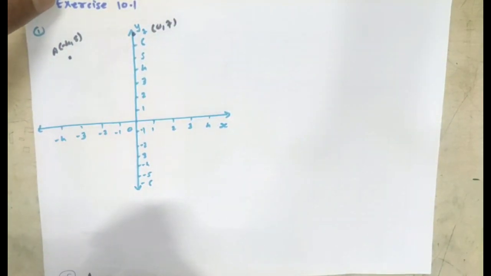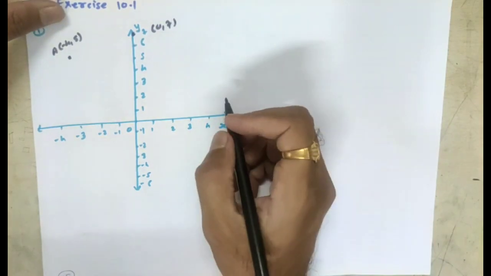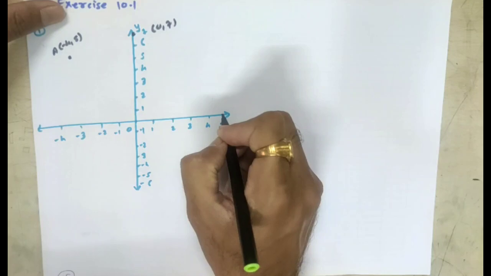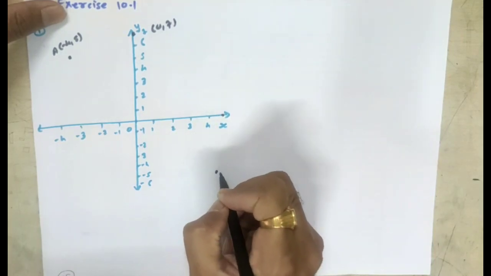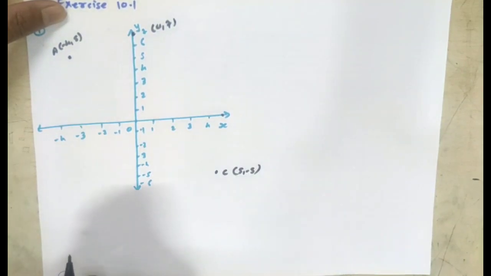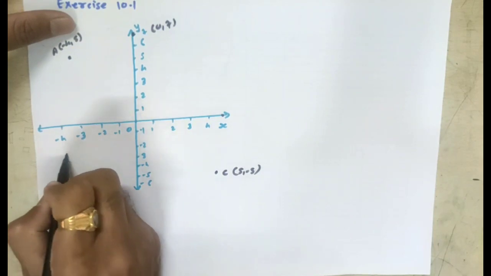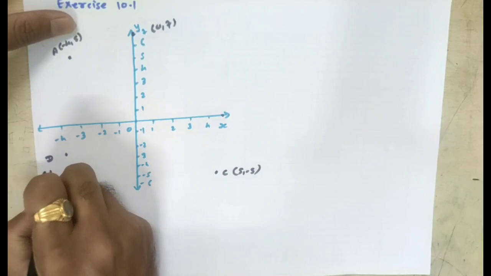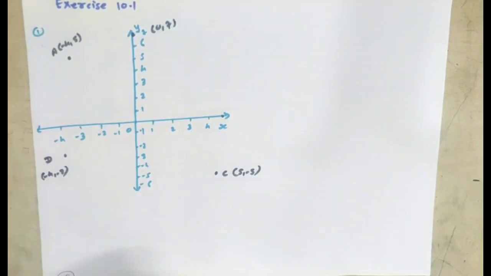Third point is (5, -5). X is 5, y is minus 5. So x 5 will be here and y minus 5 will be here. So this is our third point, (5, -5). Fourth vertex, (-4, -2). Suppose this is point D. These are the four vertices of a quadrilateral. And we have to find the area of this quadrilateral ABCD.